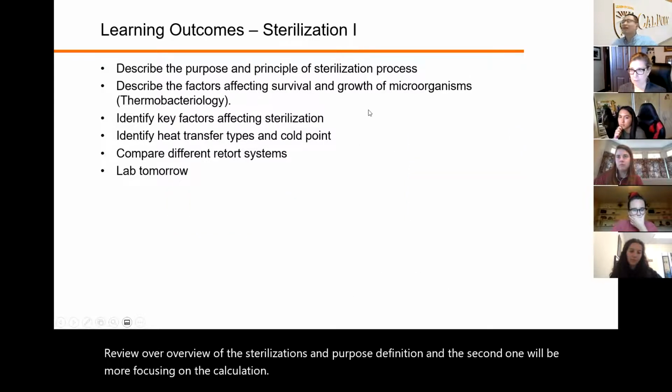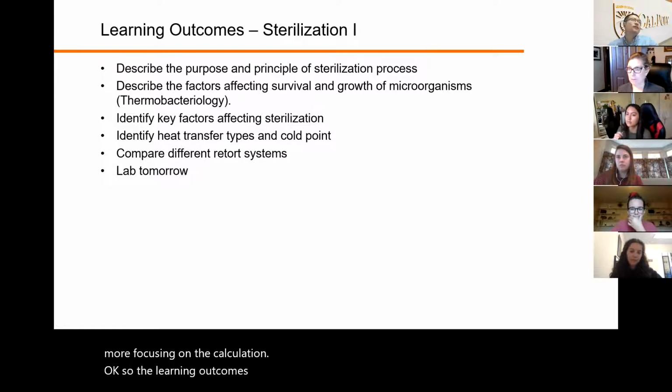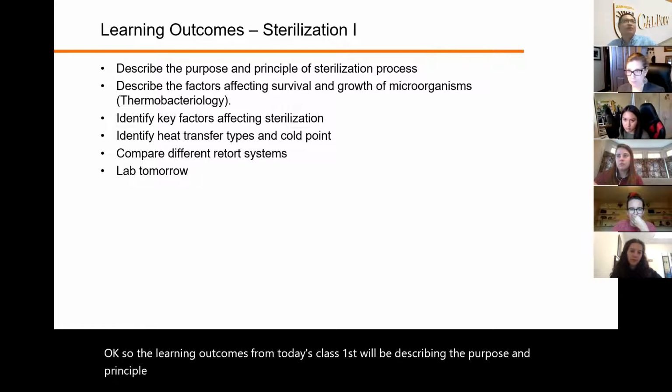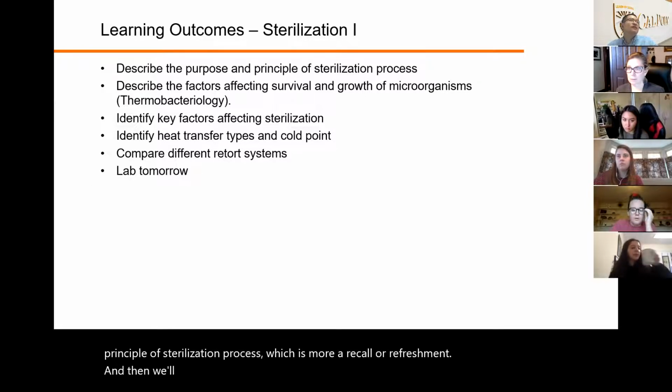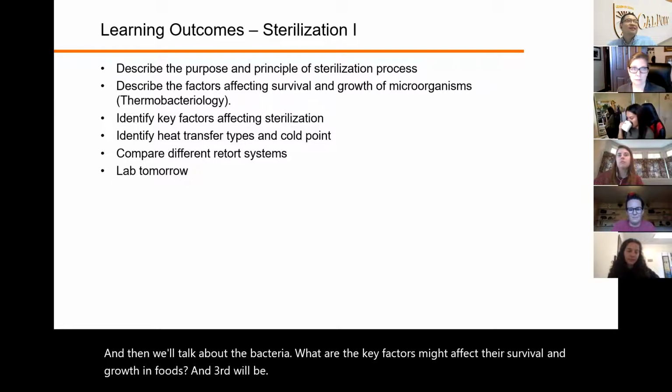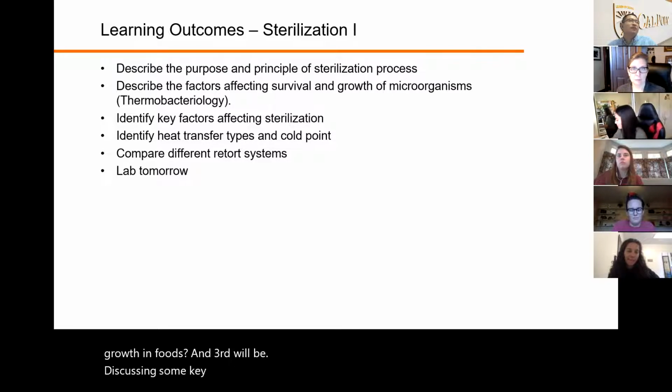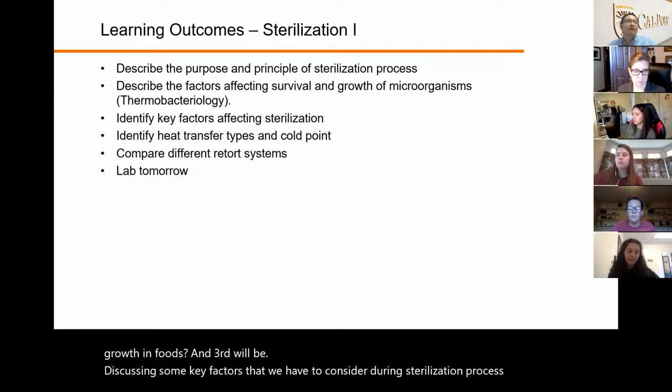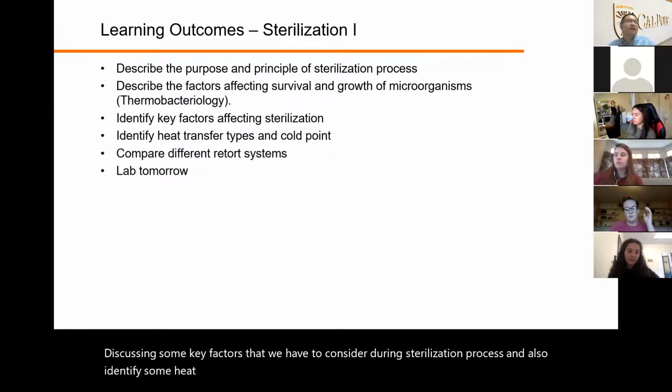Okay, so the learning outcomes from today's class: first will be describing the purpose and principle of the sterilization process, which is more like a recall or refreshment. And then we'll talk about the bacteria, what are the key factors that might affect their survival and growth in foods. And third will be discussing some key factors that we have to consider during the sterilization process, and also identify some heat transfer types and cold point.